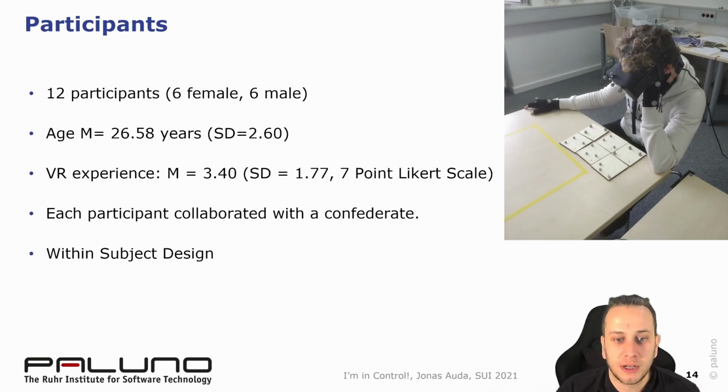The confederate was instructed to act as a newly instructed participant and had no knowledge of the research questions. The participants did not know that they were collaborating with a confederate. The confederates adjusted to the working pace of the participants and did not make mistakes intentionally. Our study followed a within-subject design. Each participant collaborated in all 4 conditions. We balanced the conditions using Latin square.